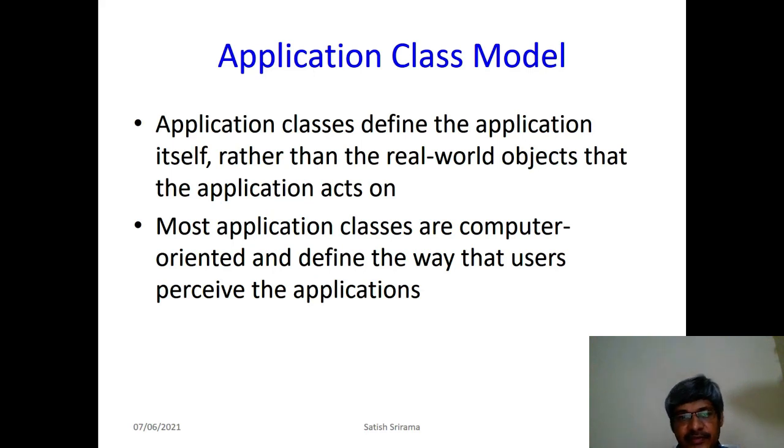Application classes actually define the application itself rather than the real world objects that the applications act on. The real world objects are the ones defined in domain analysis. The domain class model basically consists of those things already, but the application classes are in addition to that. They define the application itself. Most application classes are computer oriented and define the way that users actually perceive the applications.